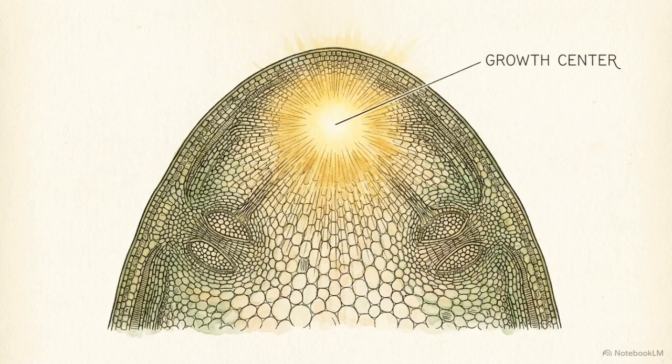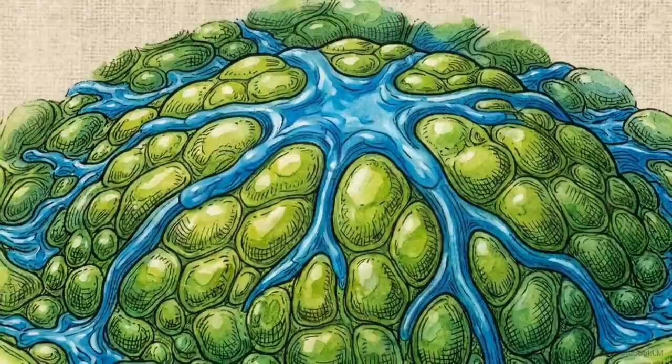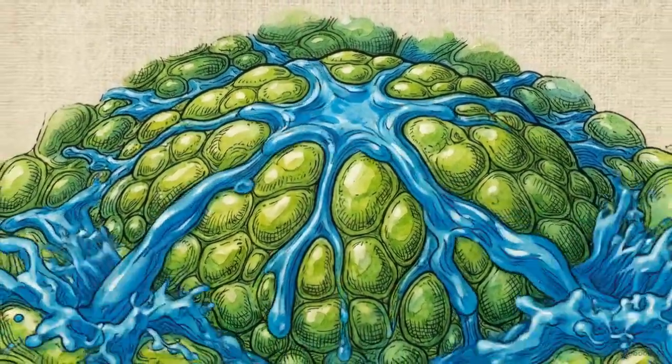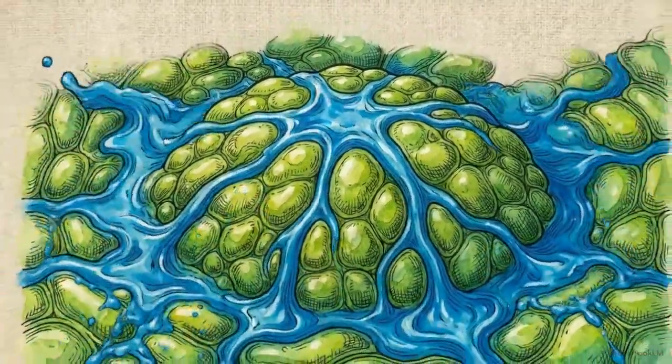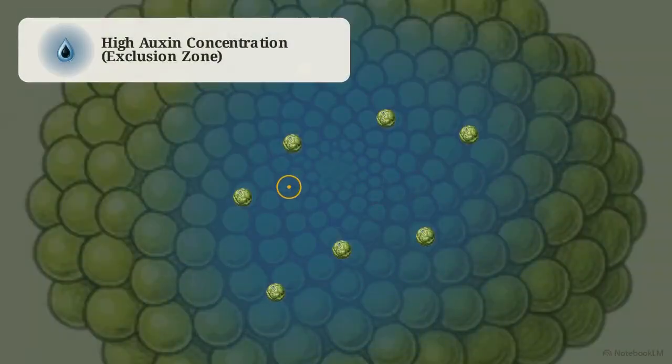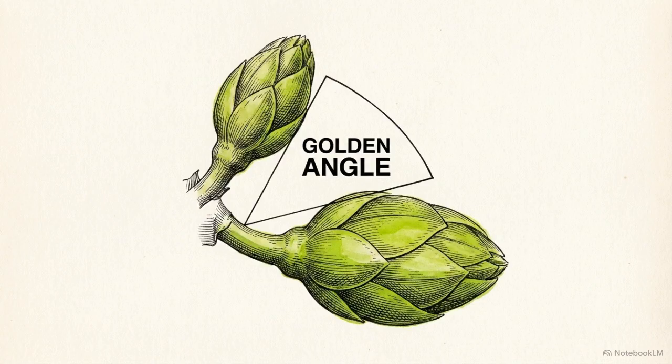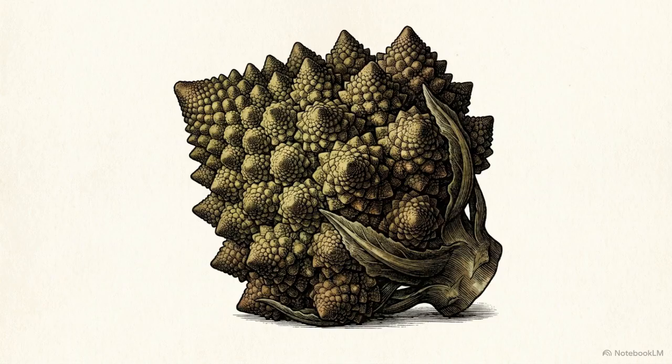The engine driving this perfection is located at the absolute center of the growing tip, the meristem. Here, the plant secretes a growth hormone called auxin. The plant is bound by one strict chemical rule. A new bud can only form in the space with the lowest concentration of auxin, which is always the spot furthest away from the older buds. That simple chemical spacing automatically pushes the newest cell cluster precisely 137.5 degrees away from the last one. The complex math is a strict byproduct of biological survival.